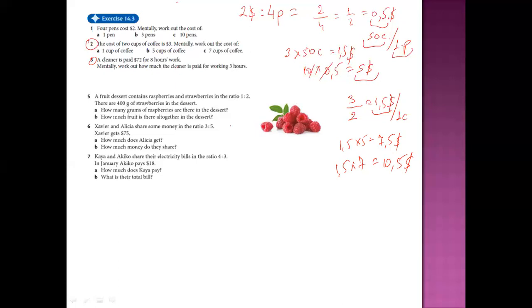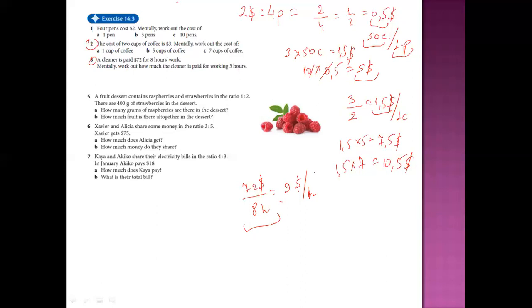Okay, so the third question, a cleaner is paid $72 for 8 hours. So $72 over 8 hours, okay? And don't forget the units also, because we need to find how many dollars they pay for 1 hour. And 72 over 8 is $9 per hour, okay? So imagine you are the cleaner now, working 8 hours and she will get $72. And what is the question? Work out how much the cleaner is paid for working 3 hours.